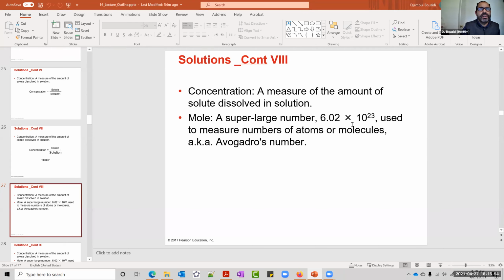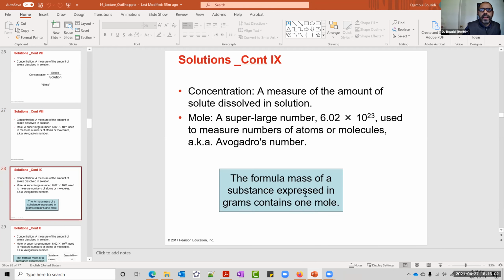Same thing for oxygen, 16, and nitrogen, 14, and that is how the periodic table is giving you those numbers. So it's a useful number to use. The formula mass of a substance expressed in grams contains 1 mole. That is the rule for the periodic table.